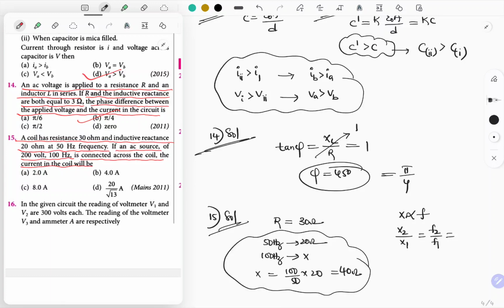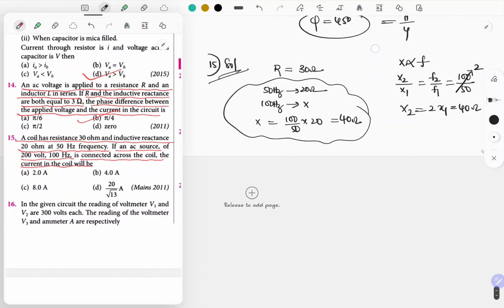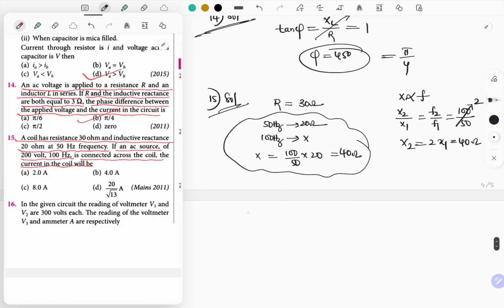Then you have to find out inductive reactance at 100 Hz, because inductive reactance is frequency dependent. That is the reason it changes. So f2 is 100, f1 is 50. Then X2 is equal to 2 times X1, where X1 is 20. So you are going to get 40 ohms. Same answer I am going to get. So understood? Understand the difference here.